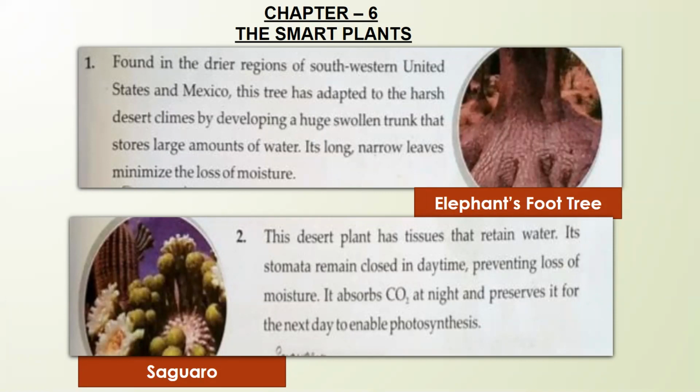Second is, this desert plant has tissues that retain water. Its stomata remain closed in daytime, preventing loss of moisture. It absorbs carbon dioxide at night and preserves it for the next day to enable photosynthesis. And the answer is saguaro.